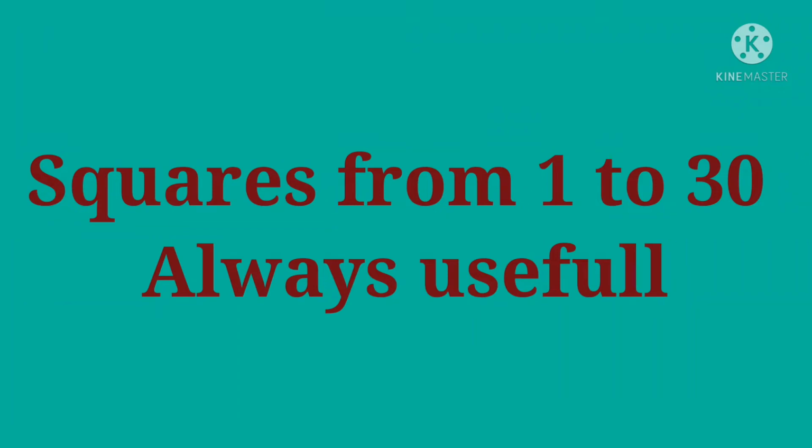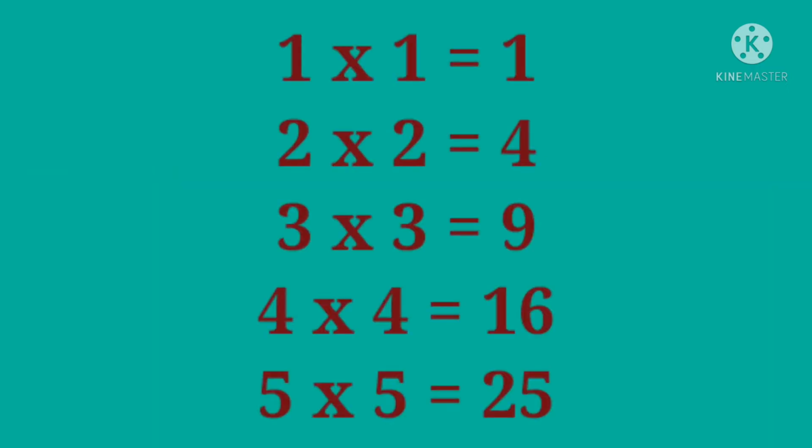This video is very useful for students of science and maths. Here we will get squares from 1 to 30. It is always useful. So 1 square is 1, 2 square is 4, 3 square is 9, 4 square is 16, 5 square is 25. The next video we will see from 5 to 10.